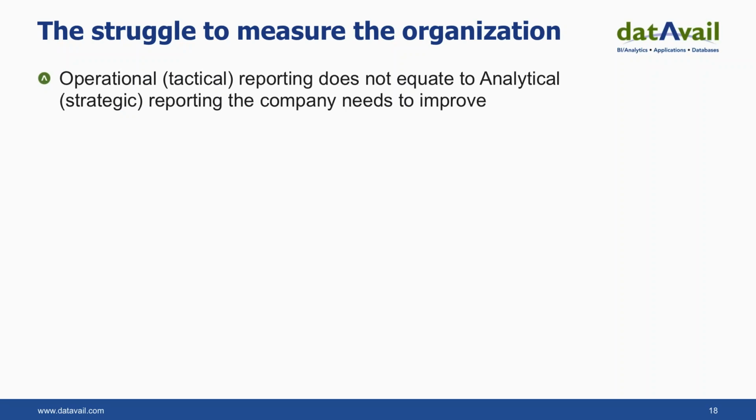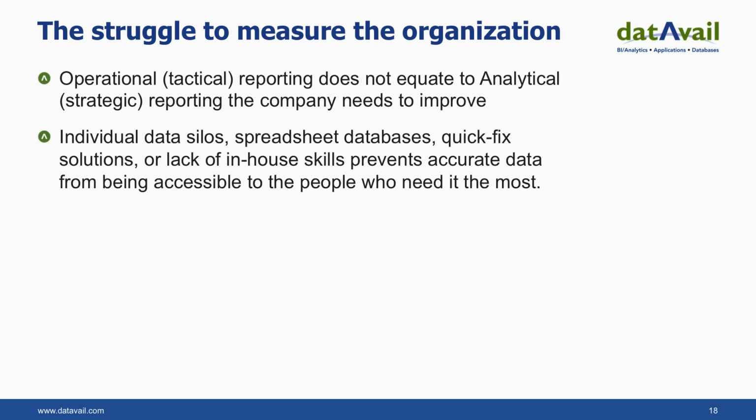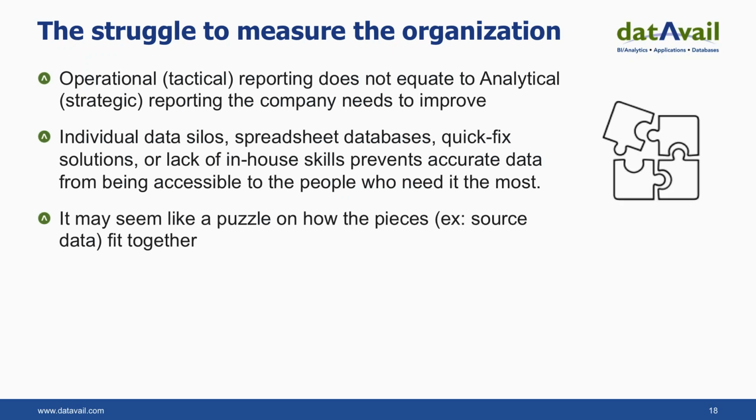But looking strategically and understanding how the organization needs to improve over time or holistically, trend analysis of how the organization fared quarter over quarter, year over year, that's very important information that the C-suite, management suite needs to understand. And a lot of times, organizations will rush to try to fix this by creating one-off data silos, spreadsheet databases, quick fix solutions, and perhaps because of lack of in-house skills, it's preventing an organization from having this accurate, automated data, especially from being accessible to the people who need it the most.